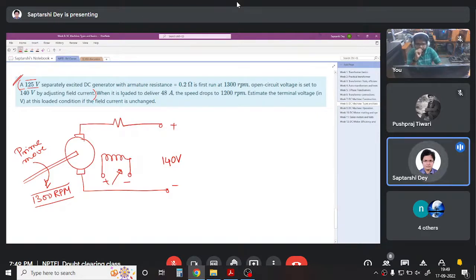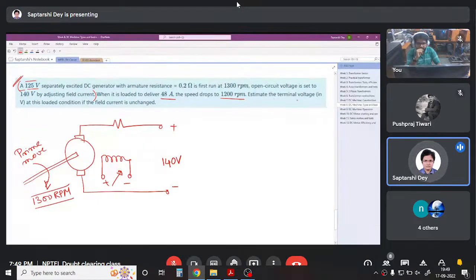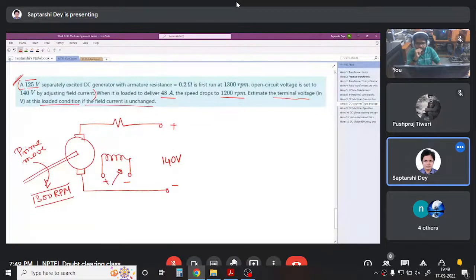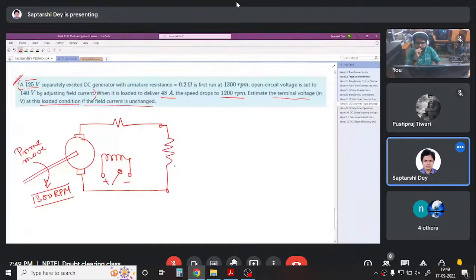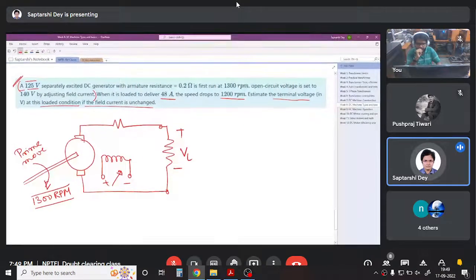Now the question is, when it is loaded to deliver 48 ampere, it is a generator, right? So it is delivering 48 ampere. The speed drops to 1200 RPM. Estimate the terminal voltage at this loaded condition if the field current is unchanged. So now, this machine has been loaded. This is the terminal voltage.